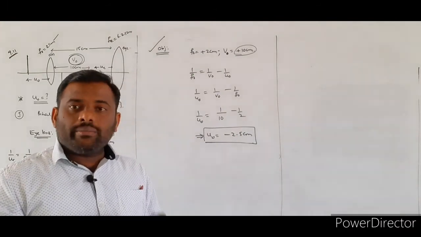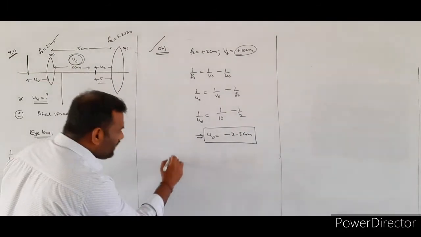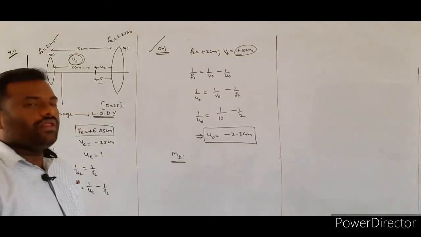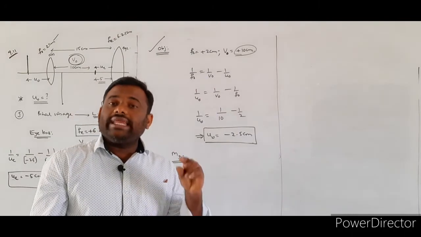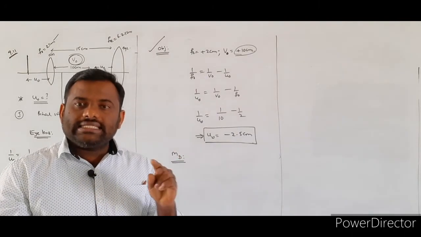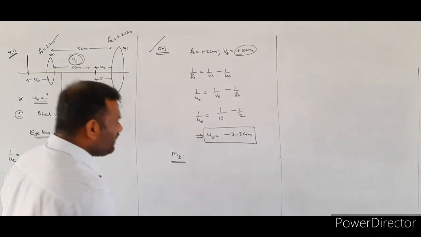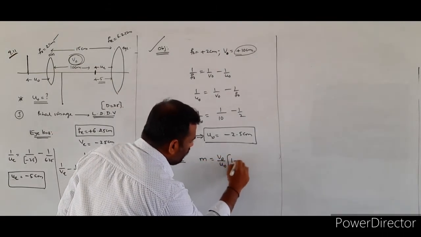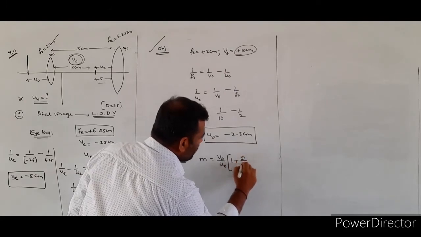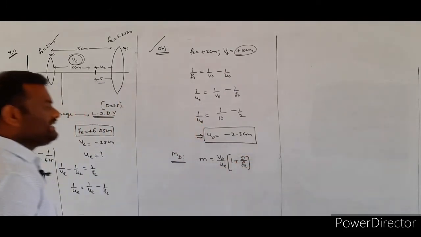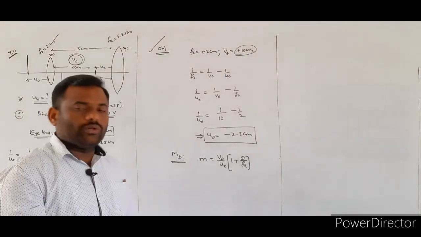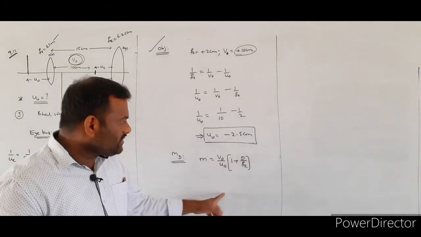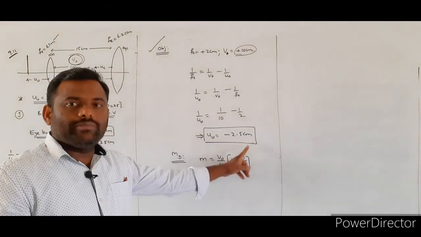Now, they are asking the magnifying power. So, the magnifying power of the compound microscope, whenever the final image is formed at the least distance of distinct vision, is given by the formula m is equal to v naught by u naught into 1 plus d by fe. Whenever the final image is formed at the least distance of distinct vision, it is v naught by u naught into 1 plus d by fe.